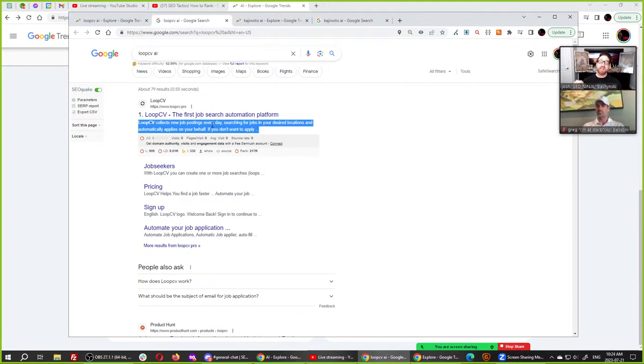Try out Loop CV. Get it going for your SEO. Get it going for whatever it is. It doesn't matter if you're already happy with your current job. Just test it out to see how these loop AIs work. And then put in SEO in it, and then get it going. And then go to the interviews and just get used to interviews.